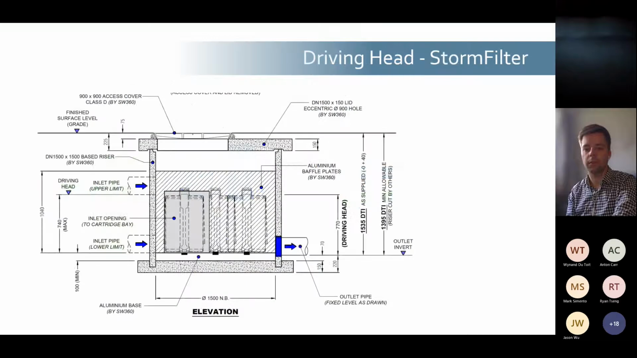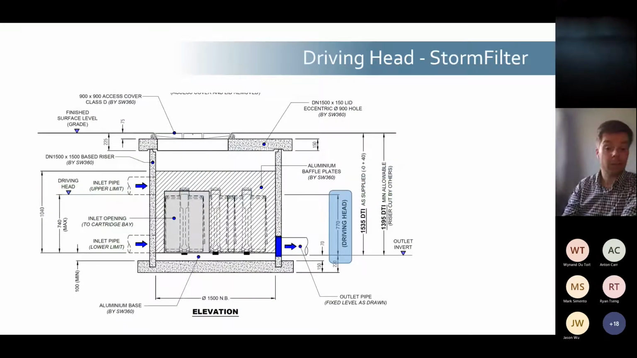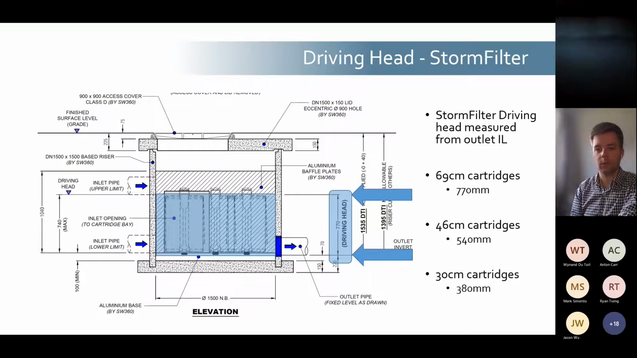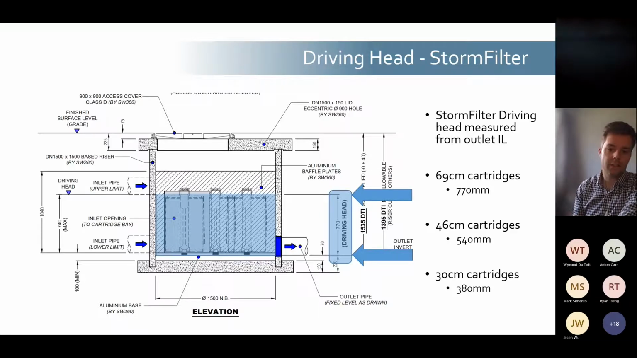With the StormFilter, the driving head is shown here on the drawing. So this is a 69 centimeter cartridge StormFilter, and the driving head is 770 mil. And that is the water surface elevation required within the device for the floats to pop and the siphon action to start. So you can see here, that is the water surface elevation required. For 46 centimeter cartridges, that's reduced to 540 millimeters. And for 30 centimeter cartridges, that's reduced to 380 millimeters.